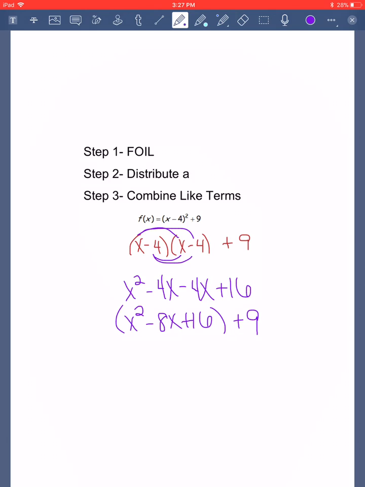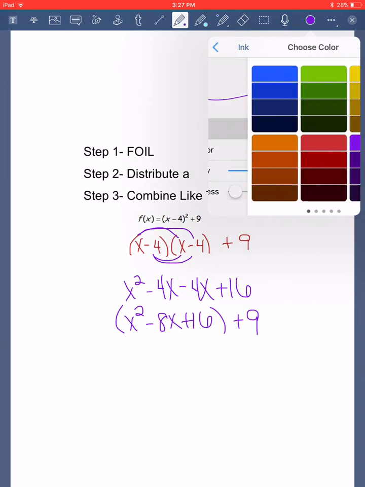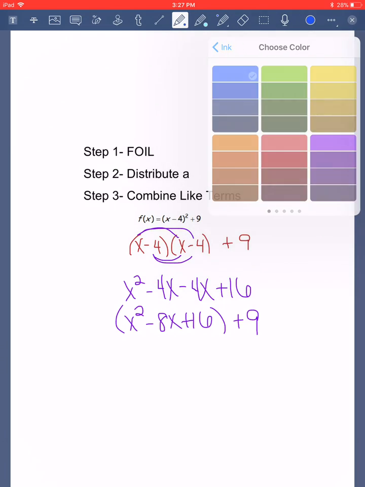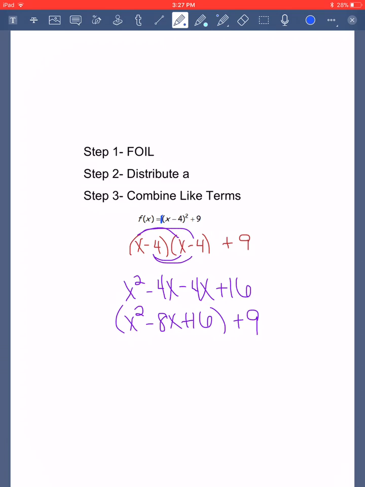Your next step is if a is anything other than 1, then you have to distribute a, which right here our a is a positive 1. So we really get to skip that step because right here in front of the parentheses, that's like a positive 1 right there. So we don't need to distribute a here. So our last step is we combine our like terms. So we need to combine together the 16 and the 9. So our quadratic in standard form is f of x equals x squared minus 8x plus 25.